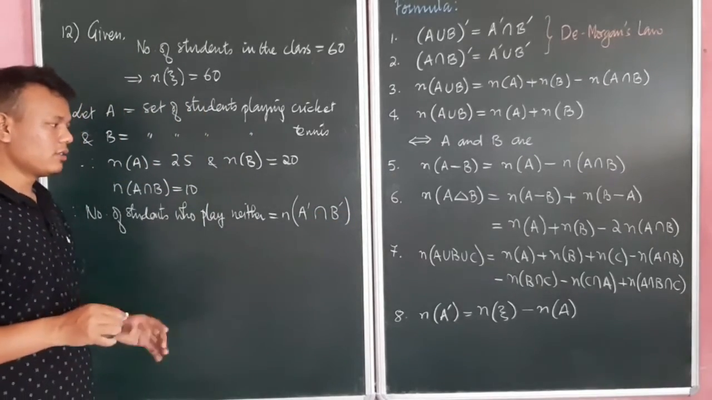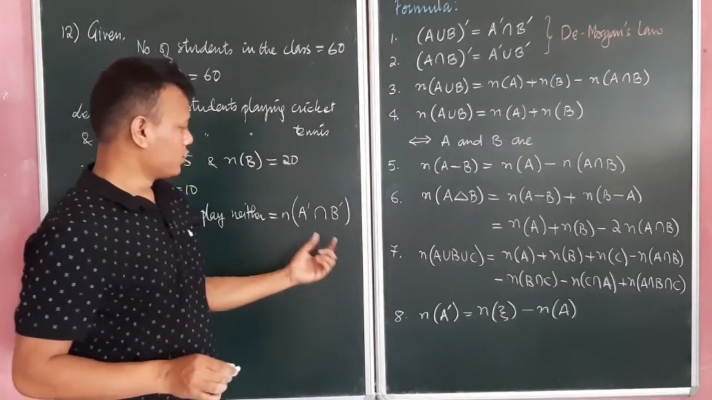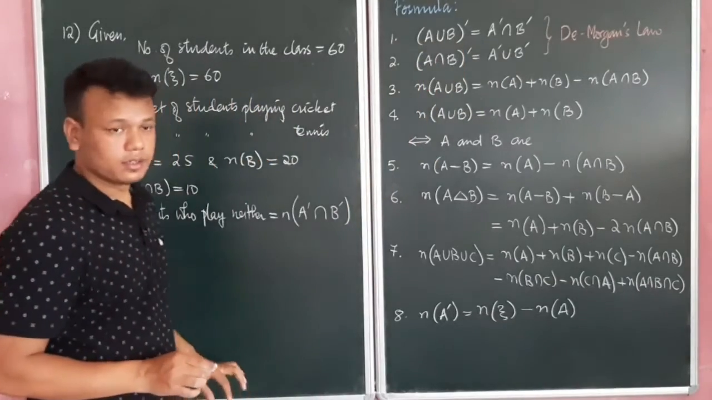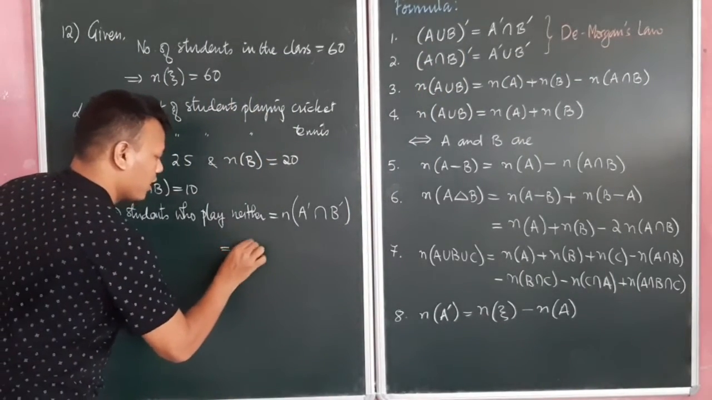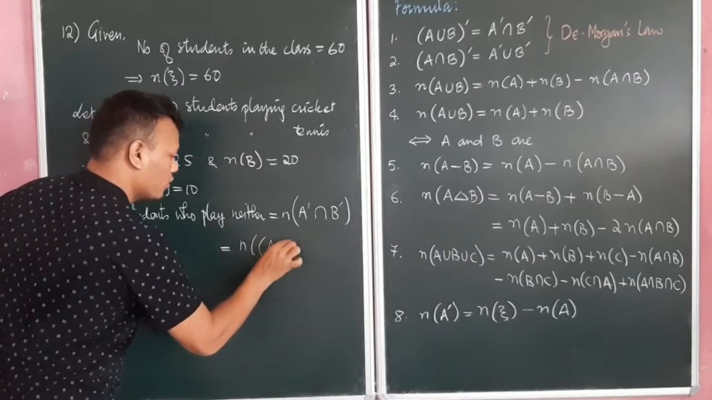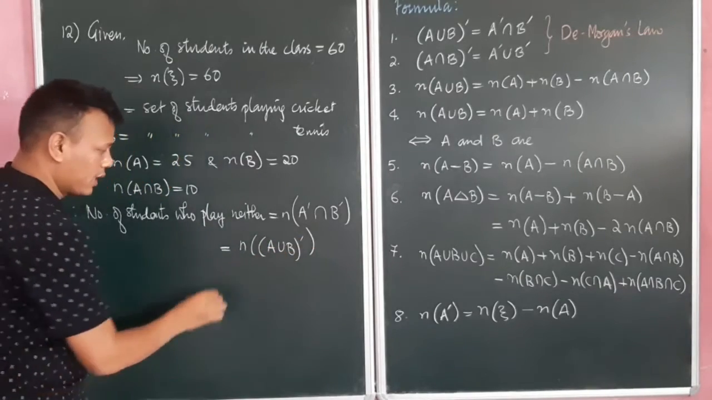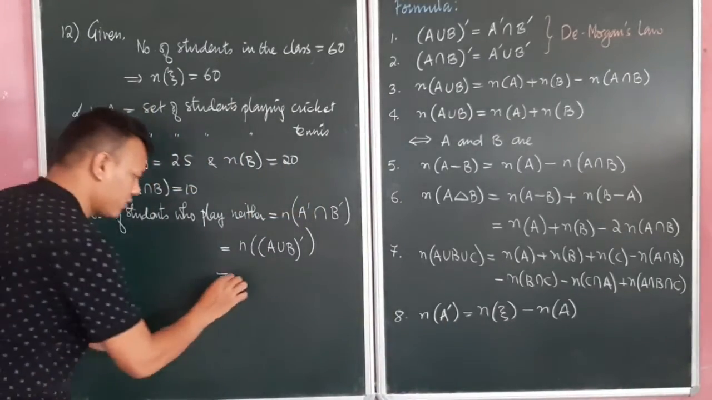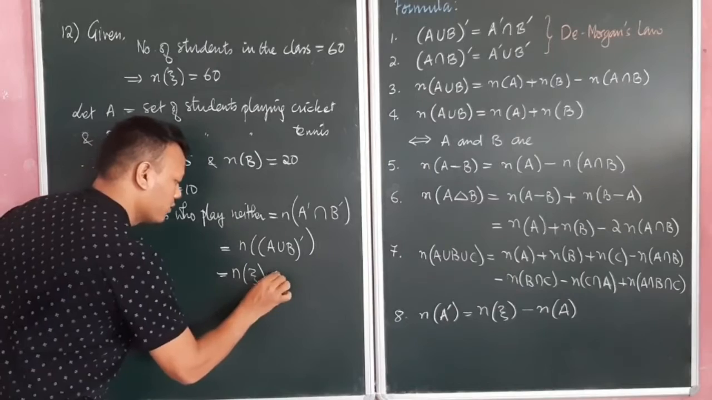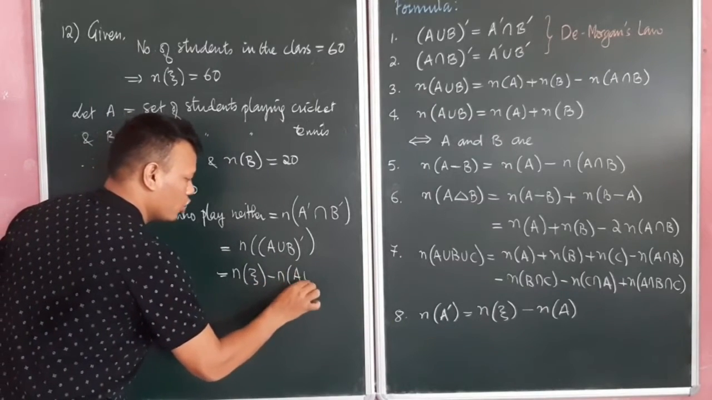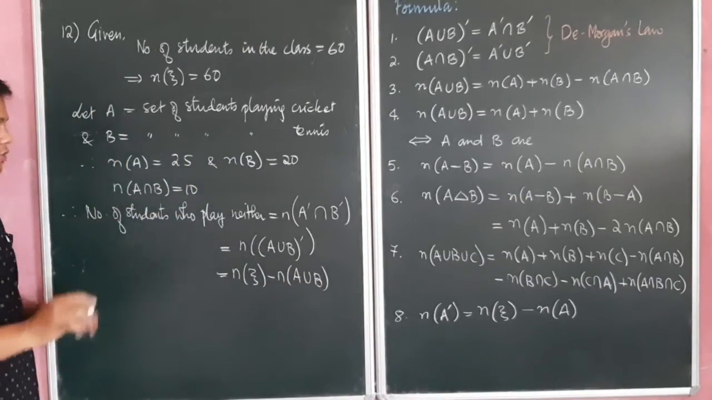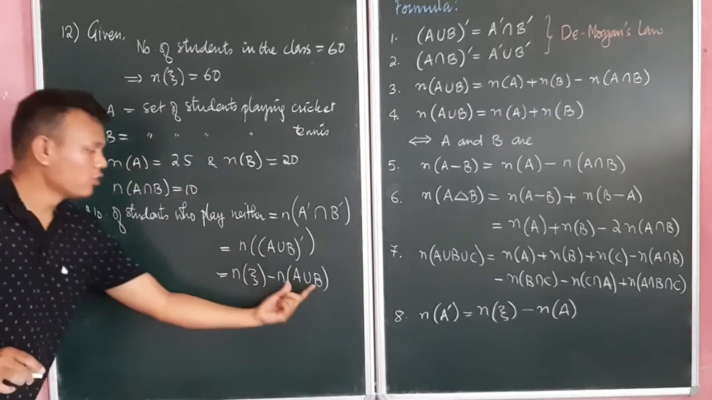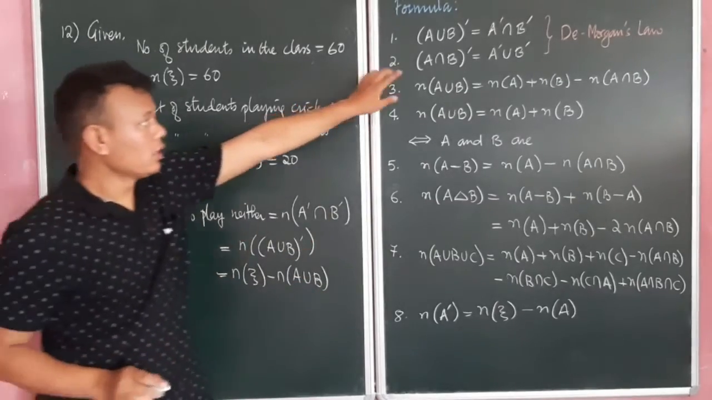Now let's apply De Morgan's law here. You see that this is present in number 1, so instead of this, I am writing this much. This can be written as n of A union B complement, and if I apply formula 8 here, then we can write this as n of xi minus n of A union B. Basically what we need to do is find n of A union B, since n of xi is already given. So let's find n of A union B using this formula.